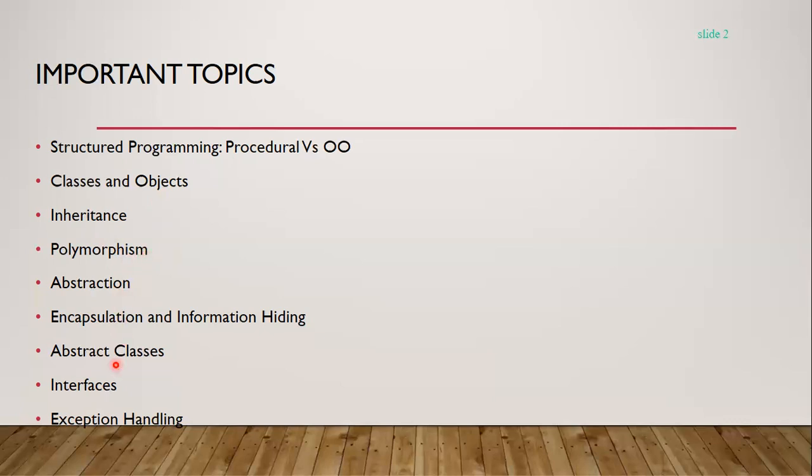The next 1, 2, 3, they are closely related to each other, even the 4 and 5. But instead of covering them all together and to avoid the confusion, we do it slowly and topic wise. So today we are going to talk about this topic here, encapsulation and information hiding.